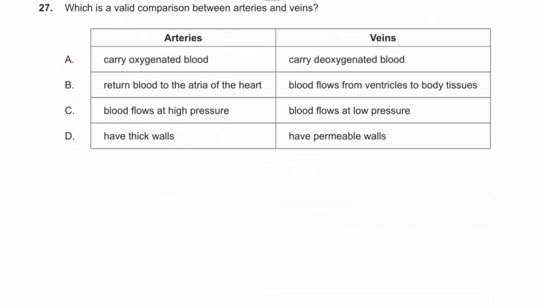So 27. Which is a valid comparison between arteries and veins? And as you know, arteries transport blood from the heart. So that means thick walls because of the high pressure. But veins transport blood back from tissues to the heart. And so they don't need to endure that high pressure. And also they have these one-way valves built in that help blood go in the right direction.